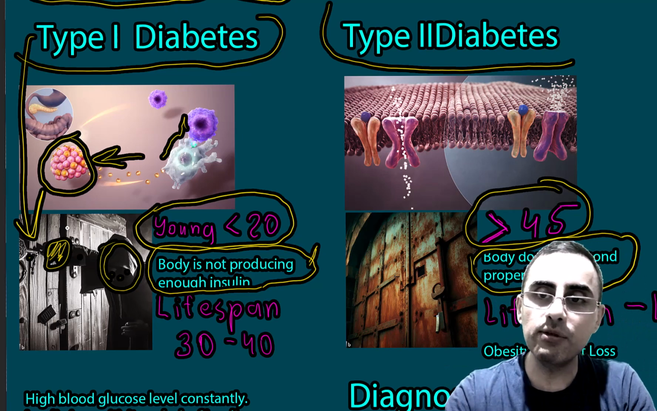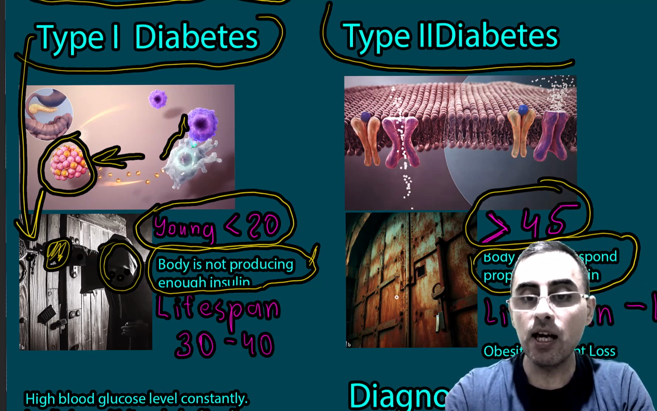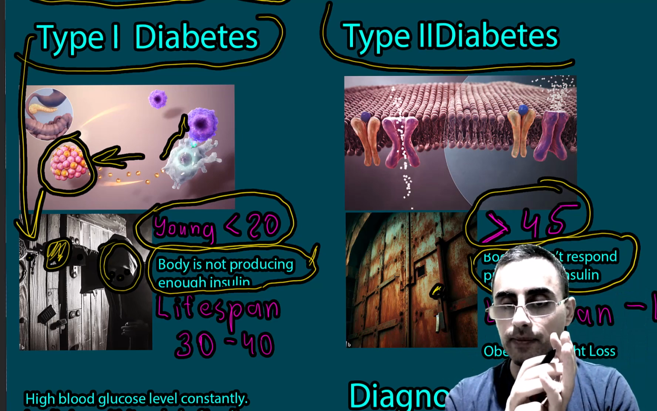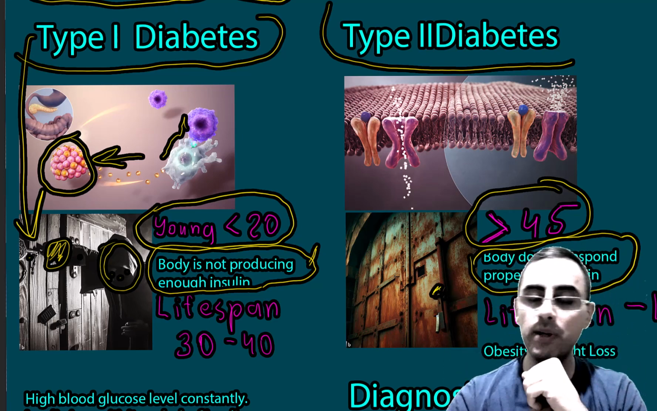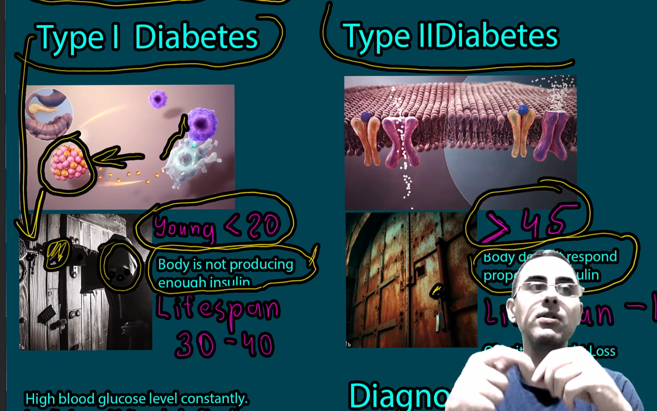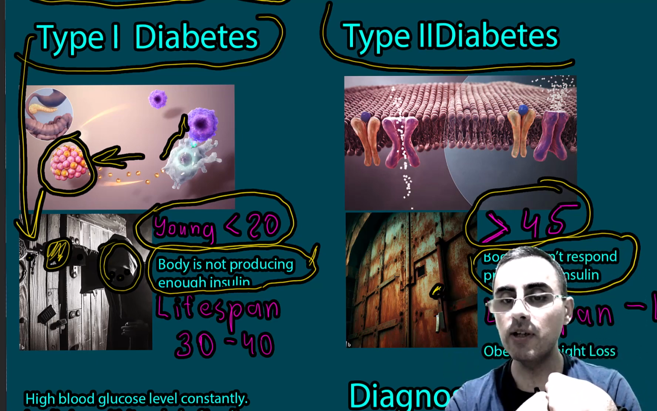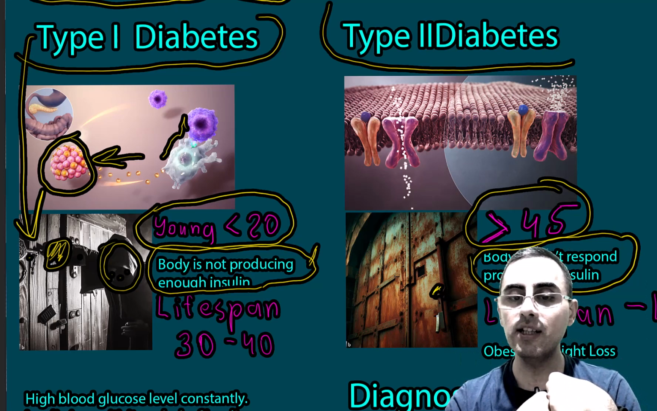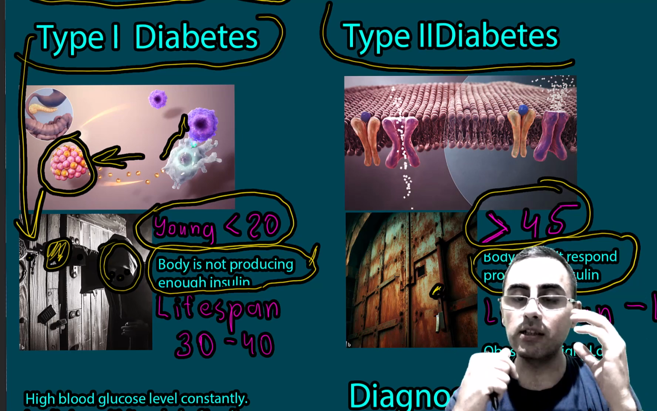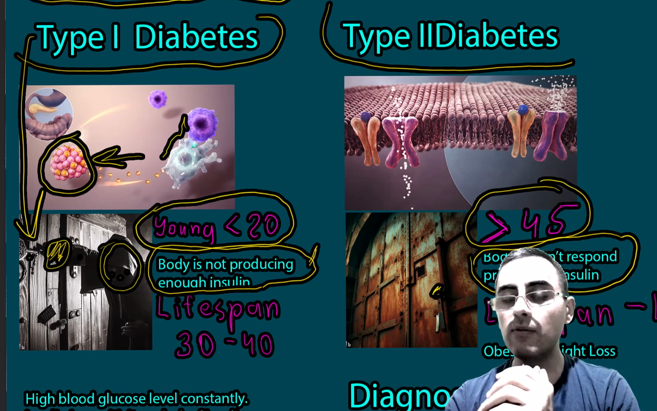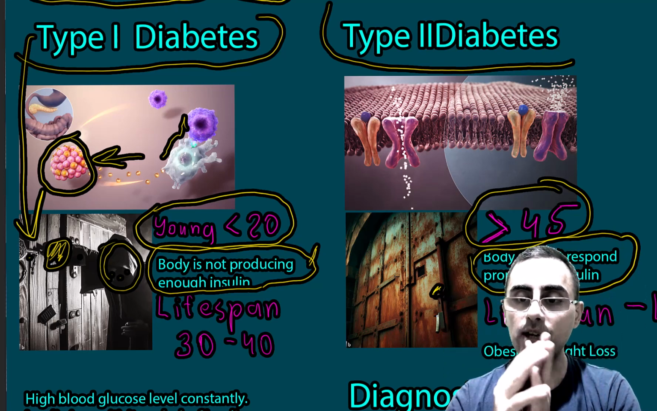And what is type 2 diabetes in this case? We have the key, but this door is rusty and difficult to open, and we need to try several keys to open this door because the door is rusty and old and does not respond properly to our key, and we need to try different types of keys.